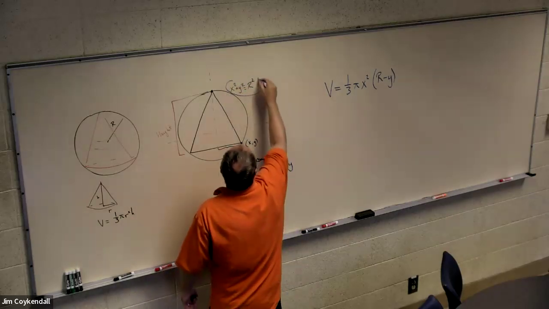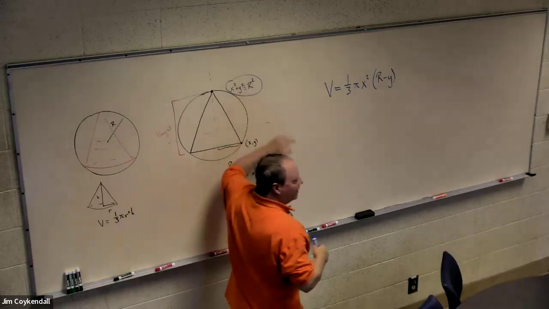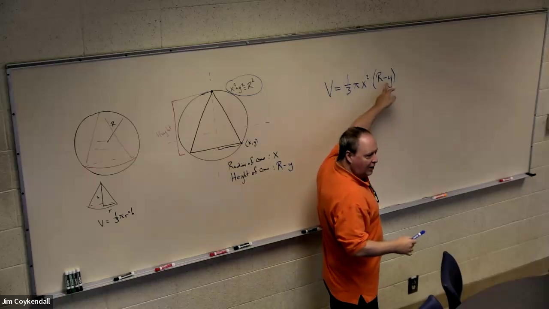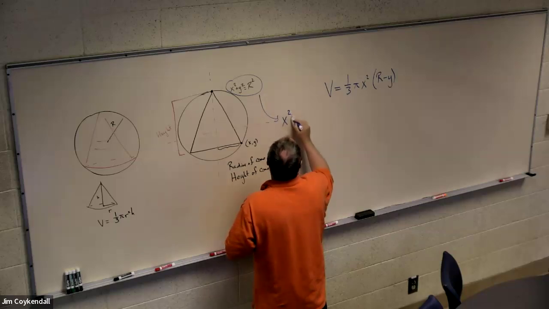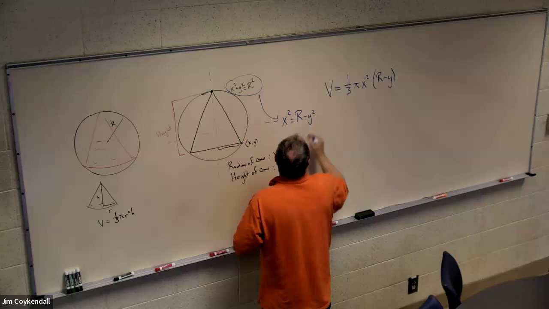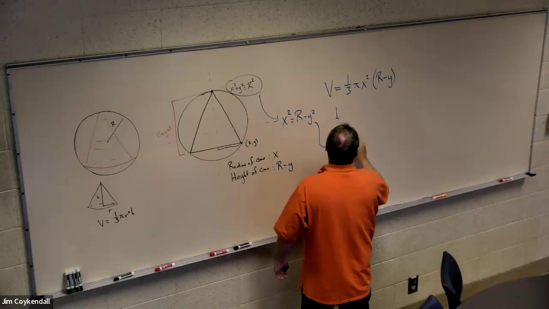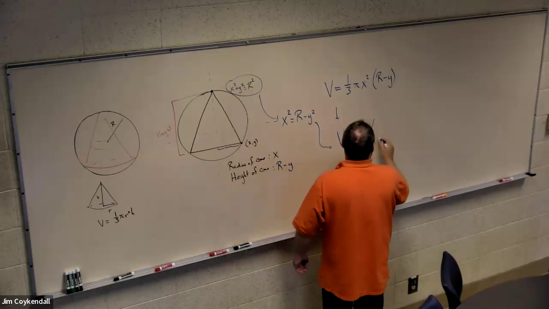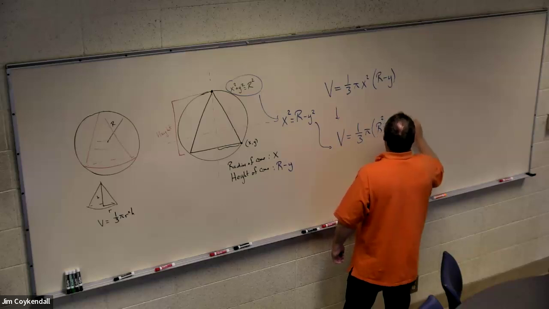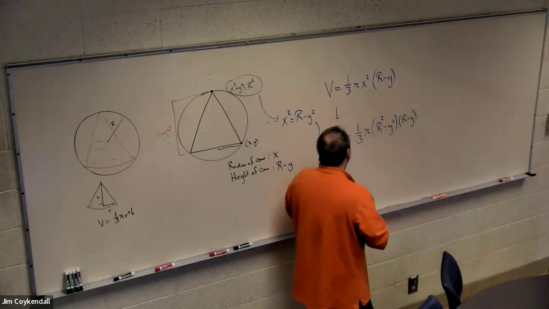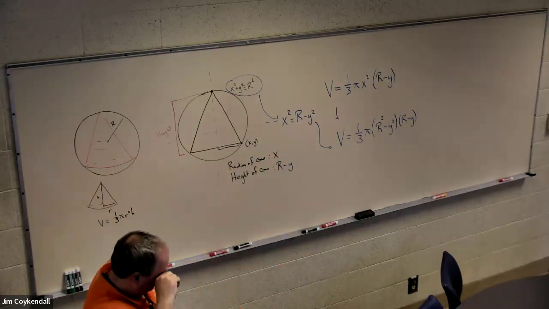Too many variables, right? Got x, got y. What are we going to do to alleviate this problem? Use this equation, right? Do you want to solve for y or solve for x? I want to solve for x. You can do it if you solve for y, but that's going to involve r minus some crazy square root. x squared in terms of y is r squared minus y squared. That's much easier to implement. So the volume is 1/3 pi times (r squared minus y squared) times (r minus y). Okay with it?